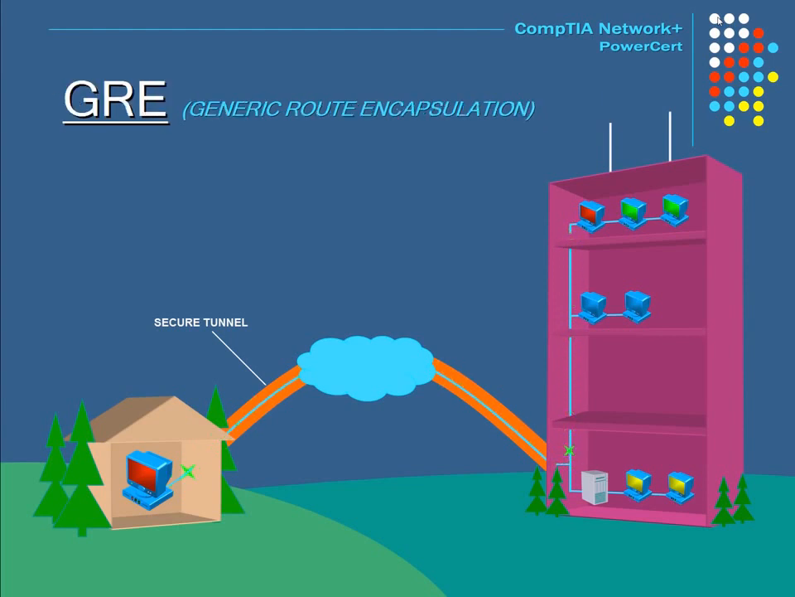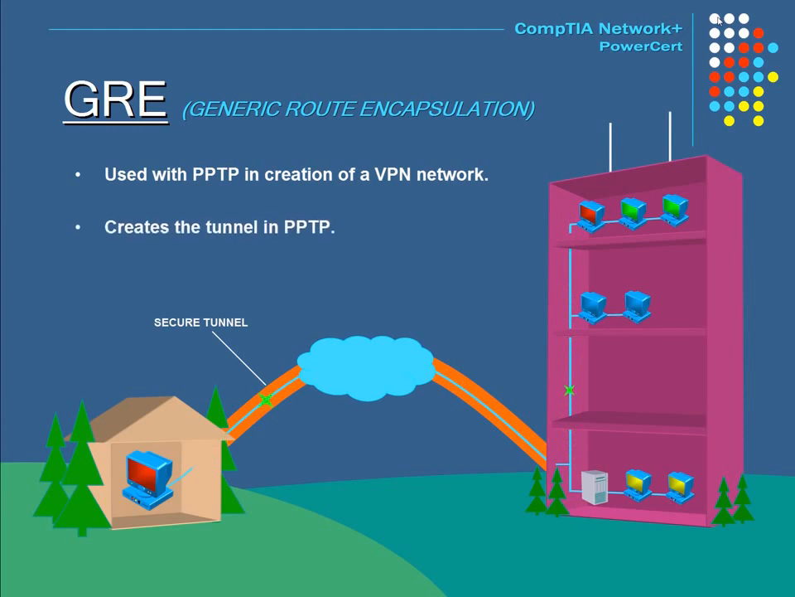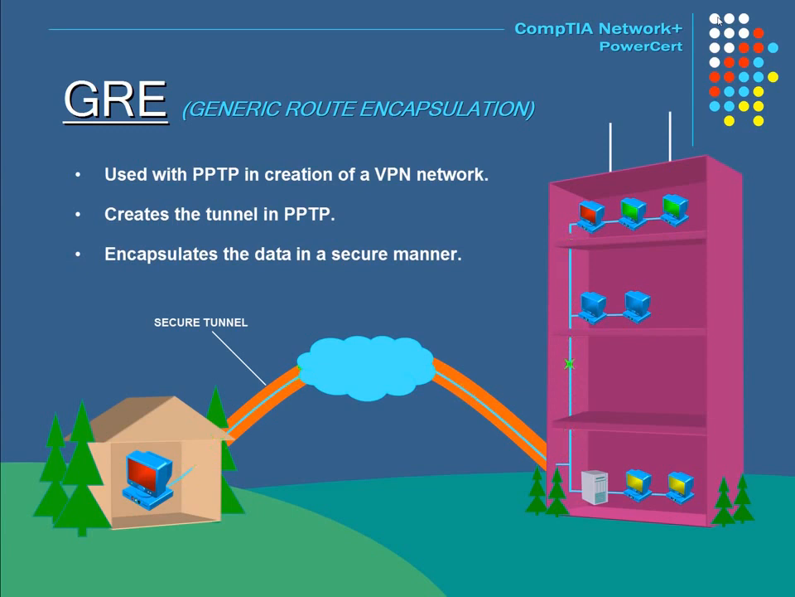GRE, or Generic Route Encapsulation, is a protocol that is used with point-to-point tunneling protocol in creation of a VPN network. GRE is what actually creates the tunnel in PPTP. It is used to encapsulate the data in a secure manner.